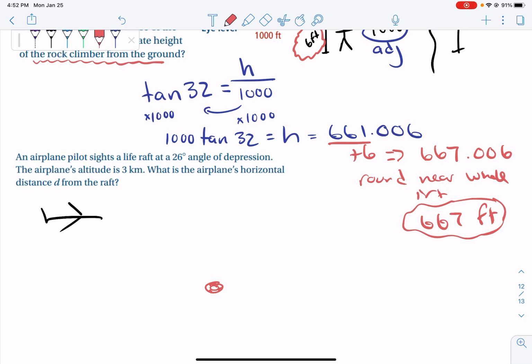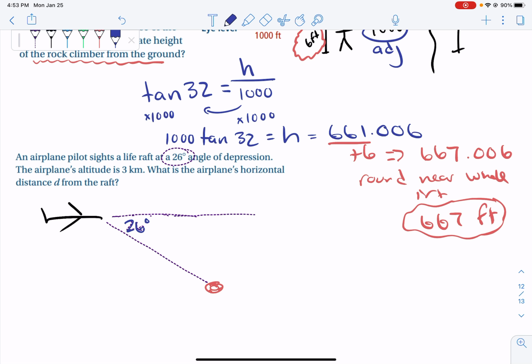Okay, now see, it doesn't even say that someone's in the life raft. It just says that there's a life raft. So what do I know? Well, I know that it tells me a 26-degree angle of depression. So if my airplane was looking straight ahead and looks down at the raft, I know that this right here is 26 degrees, okay?